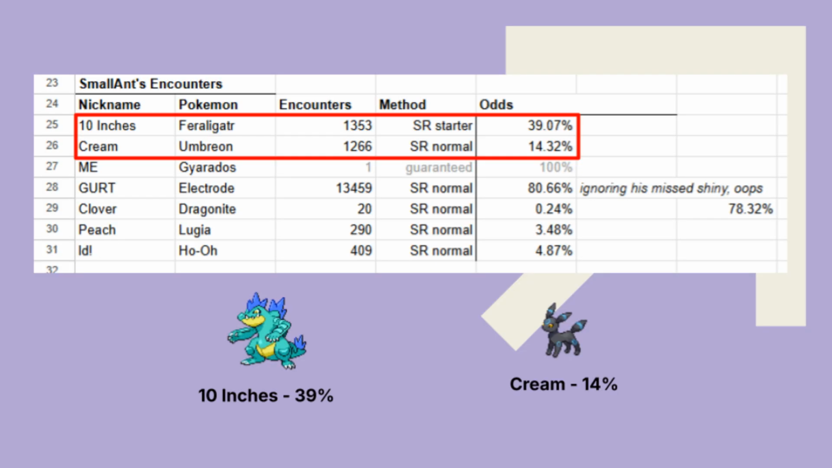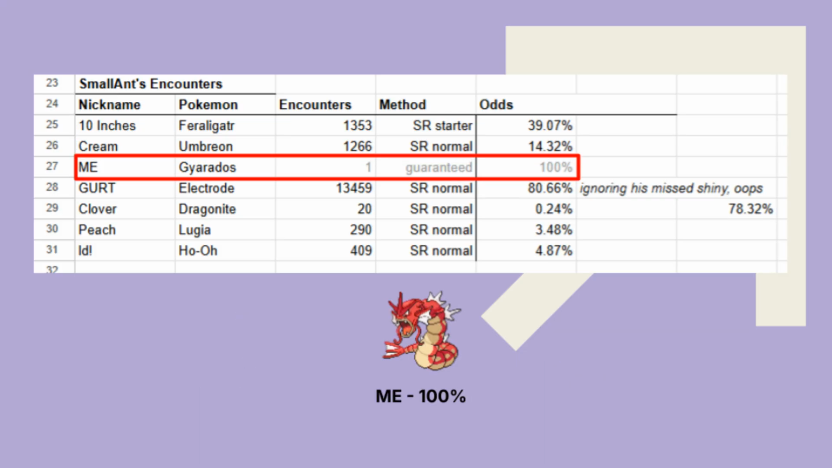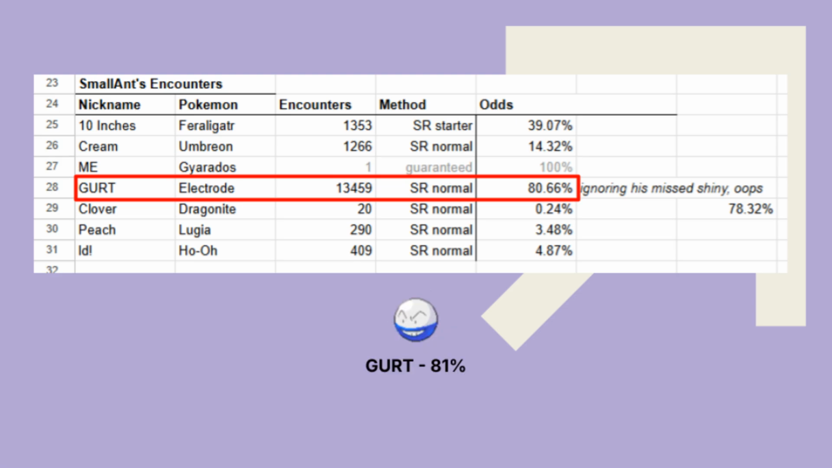SmallAnt's run. We can say the first 2 Pokemon are decently lucky, being well below 50% odds, ignoring the guaranteed Gyarados shiny, another benefit to doing this run in HeartGold and SoulSilver. However, what is insane is the unfortunate tale of Gert the Electrode taking well over 50% at around 81% odds if we ignore his missed shiny partway through, which would have landed him on around 78% instead.